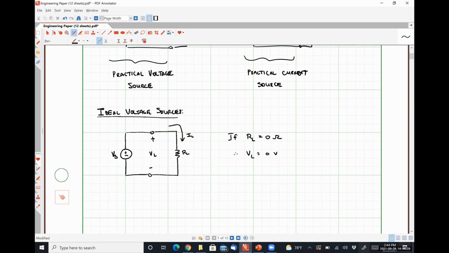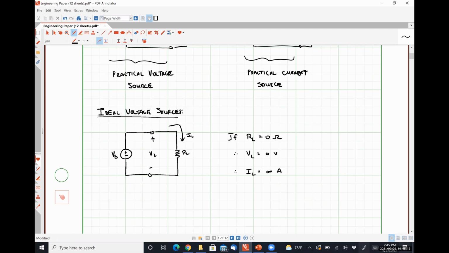So another way to think about this is what's happening if VL is 0, our current IL is being forced to approach infinity amps. What does a current of infinity amps represent? An infinite amount of charge passing a point in our circuit in an infinitesimal amount of time. Exactly right. We have violated the laws of physics from the standpoint of our class if we connect a short circuit to a voltage source.